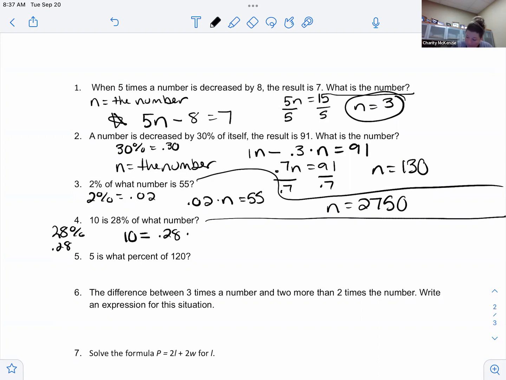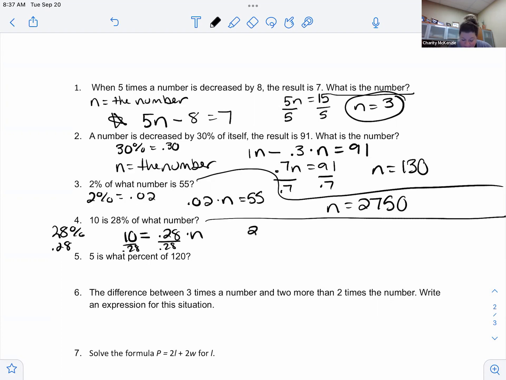28% of what number? So 10 equals 28% of what number? And then from there, we can divide and solve. So that one, we got to divide backward. So 10 divided by 0.28, because you got to divide. This one doesn't go in evenly, but that's okay. Divided by 0.28, divided by 0.28 this way, right? Because you're going to solve for the n.